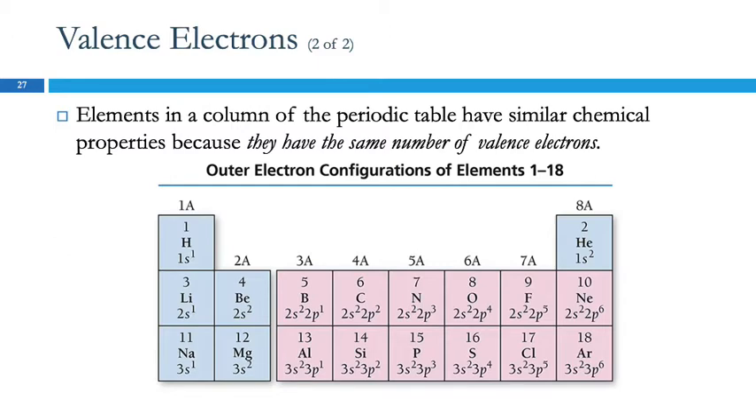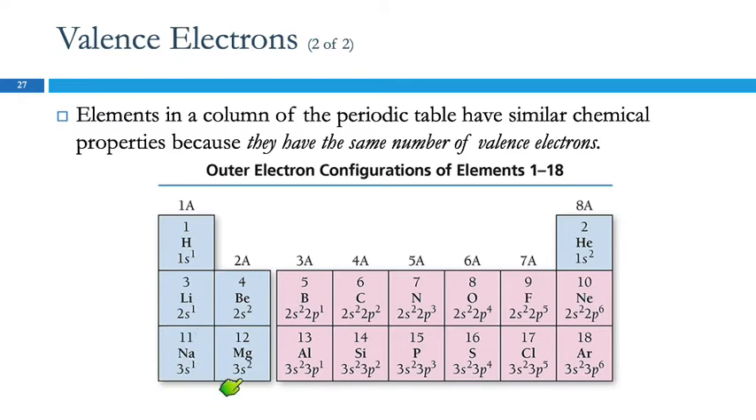So what we find is that elements in the same column, in the same family of the periodic table have similar chemical properties. That's why Mendeleev put them there. And the reason they have similar chemical properties is they have the same number of valence electrons. Right? So this is just showing electrons in the highest occupied level. So 1s1, this has 2s1, 3s1.